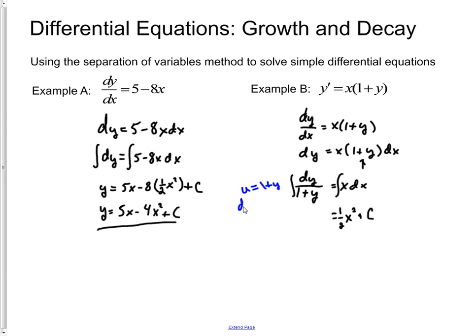well, that's not too bad, because that means that du is equal to dy. And so, in fact, we've got the expression that looks like du over u. And we know where that leads. That is the natural log of the absolute value of u. So, just like that, what we're going to get on our left-hand side is going to look like the natural log of the quantity 1 plus y.